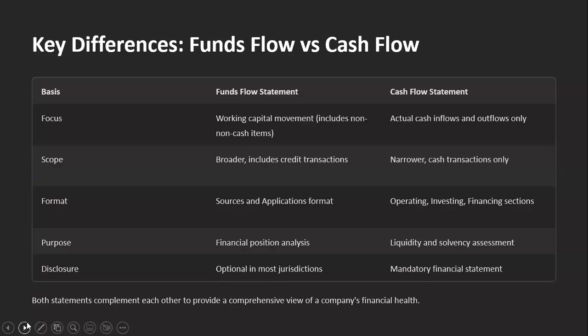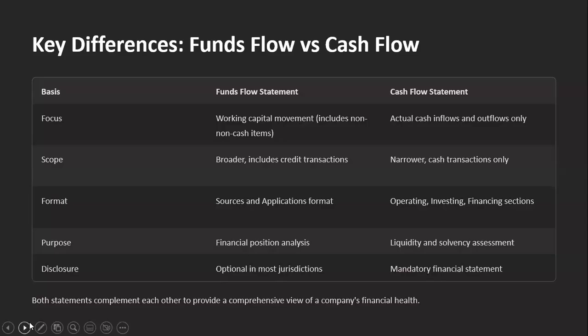Now this is a comparative statement of fund flow and cash flow. Fund flow focuses on working capital and cash flow focuses on actual cash flow, that is, incoming and outgoing. Fund flow is broader because it includes cash plus non-cash expenses, whereas in the cash flow statement, only cash expenses or cash transactions are included.